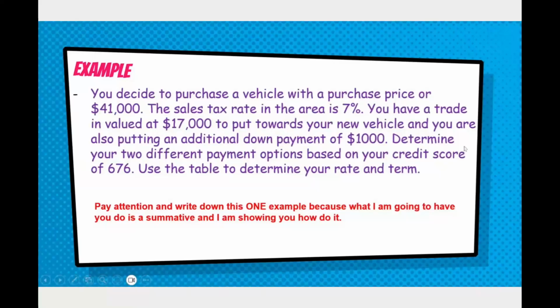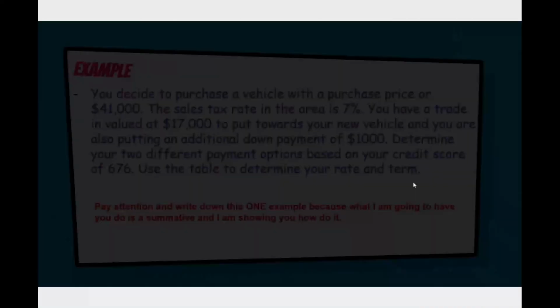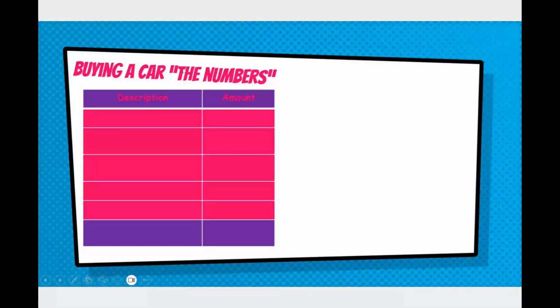Make sure you pay attention and write down this one example, because what I'm going to have you do is a summative, and I'm showing you how to do it. Okay. I try to make the format look almost the same. Now, I don't have personal information in here like you will on your salesman sheet. There'll be a little more information, like what type of car, the year, make, and model, how many miles are on it, because these are going to be real cars that you're searching for. I don't have that on this slideshow. Okay. I also don't have customer name information right now, but that will be on the salesman sheet.